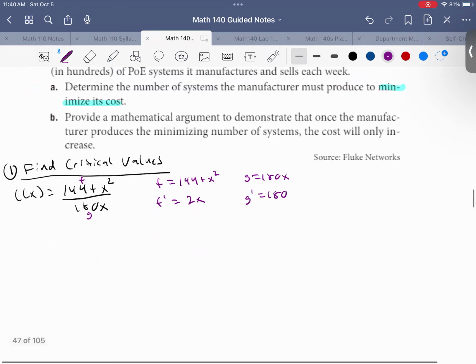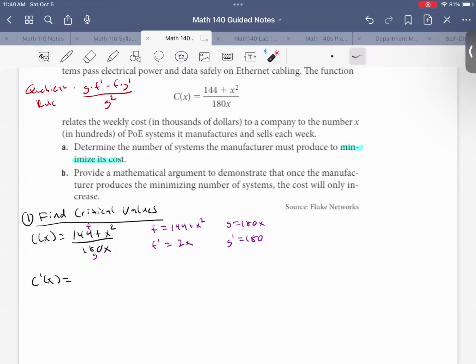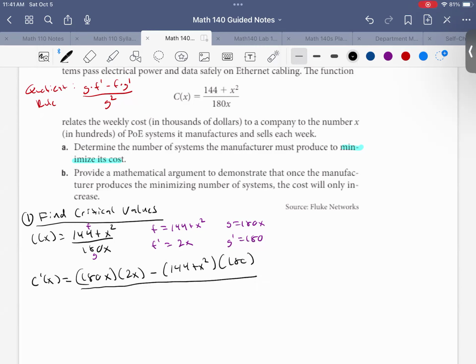All right, so we can set up the derivative. C prime of x, using our quotient rule, is g, which is 180x, times f prime, which is 2x, minus f, which is 144 plus x squared, times g prime, which is 180, all over 180x squared.